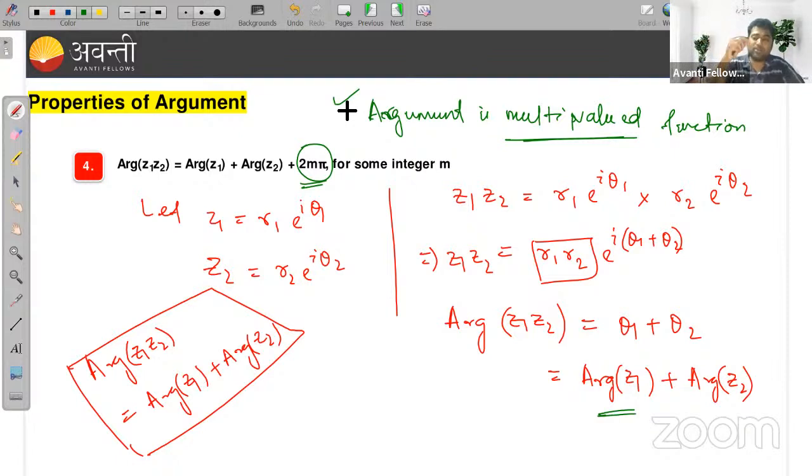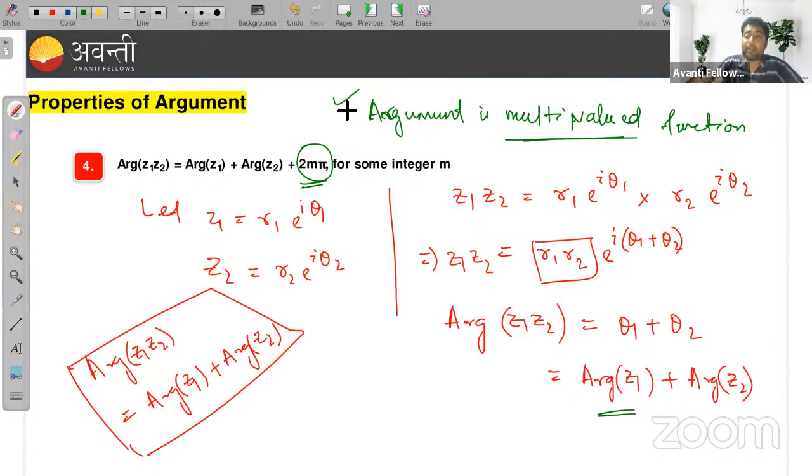Principal argument. When someone is asking to find the principal argument, then depending on the situation, you can find where the argument is lying, where the complex number is lying. Then you can apply the principal argument rule to find the principal argument. If it is lying in the second quadrant, then it will be pi minus alpha. Yes or no? Like that.